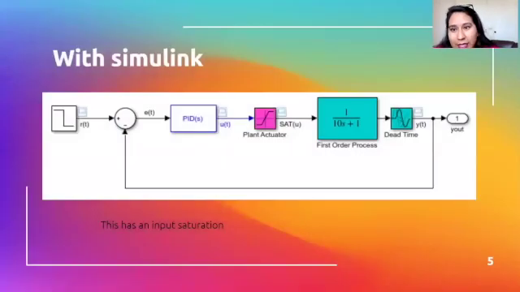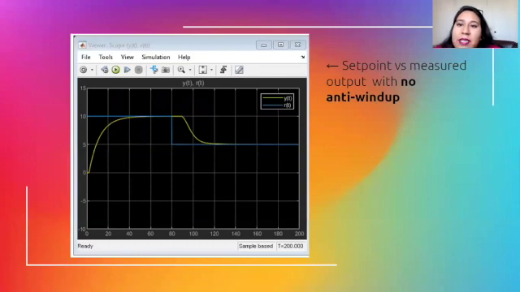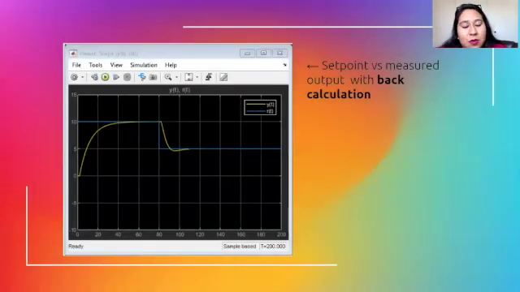With Simulink, it's really easy to see. This system has an input saturation. In this graph, we can see the set point versus the measured output, that is in yellow, with no anti-windup. In this graph, we can see the set point versus the measured output with back calculation, meaning anti-windup.